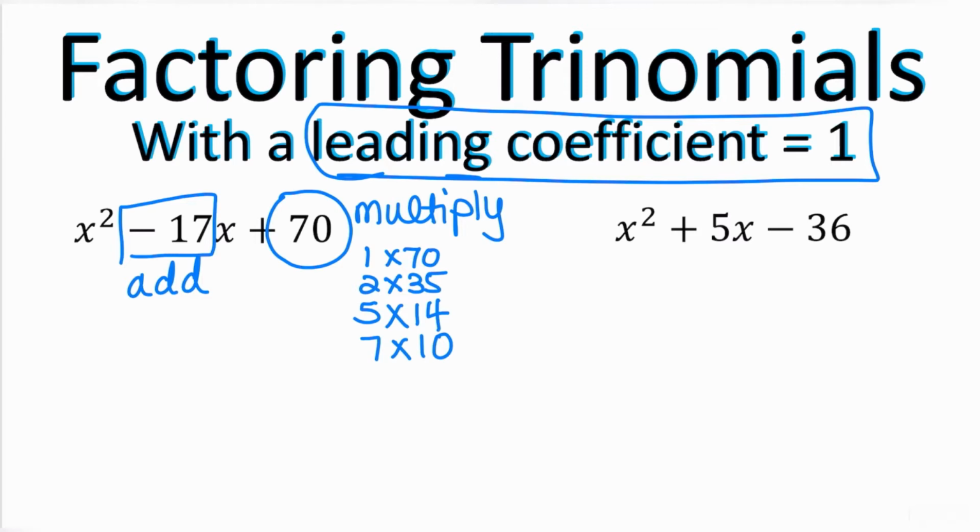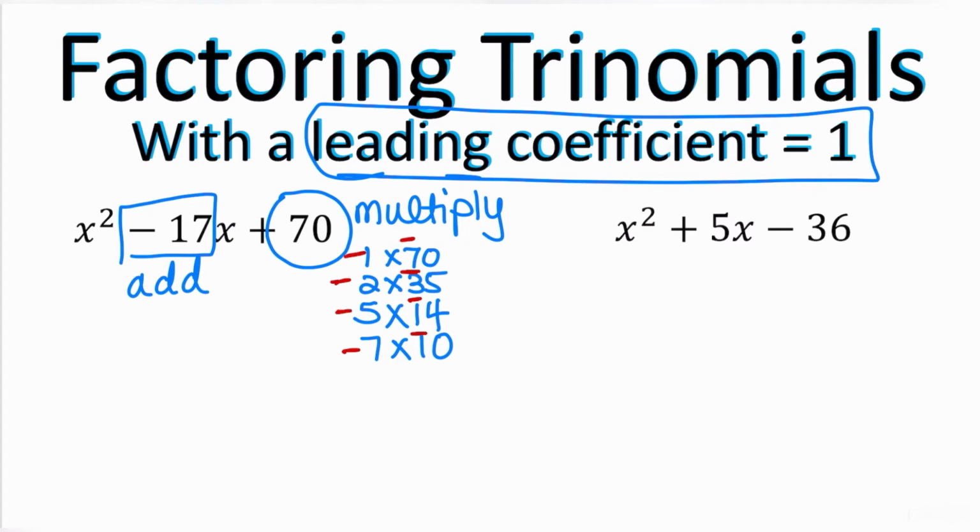And you're probably looking, I don't see any negatives at all. Well, that's okay because most likely they are both going to have a negative. In other words, this really means negative 1 times negative 70, negative 2 times negative 35, negative 5 times negative 14, negative 7 times negative 10. Why? Because it has to multiply to give me positive 70, but it's going to add to give me negative 17. So a negative times a negative is a positive, and when of course I add them, I am going to end up with a negative.